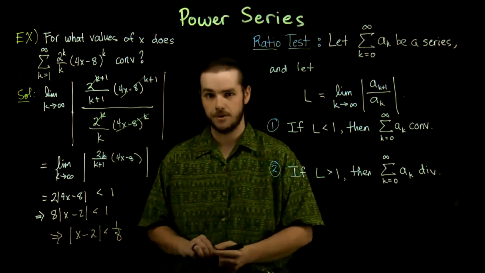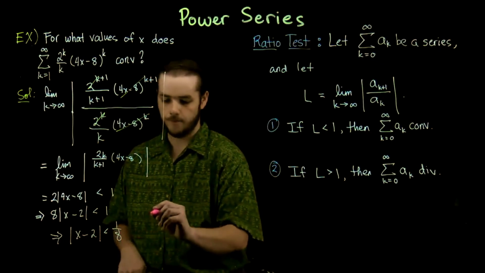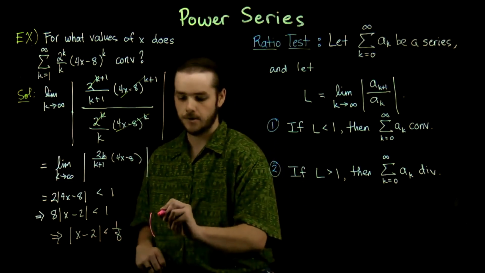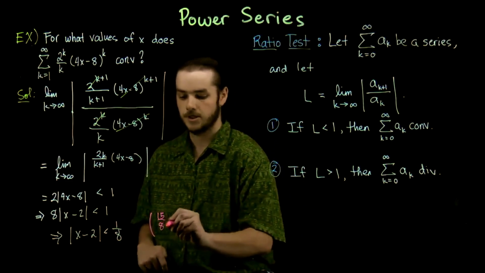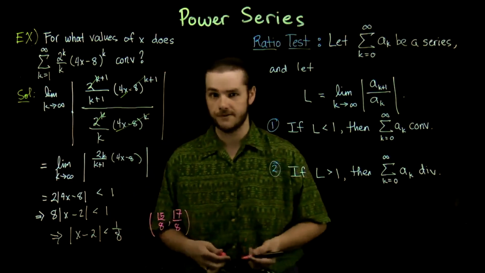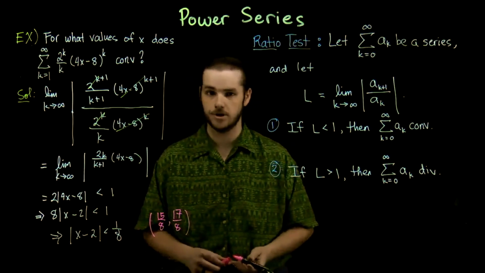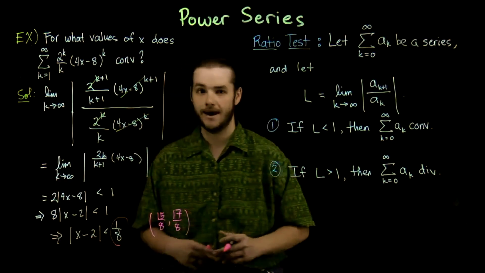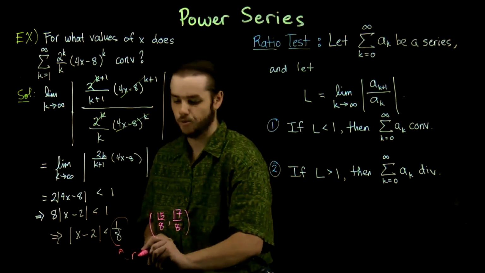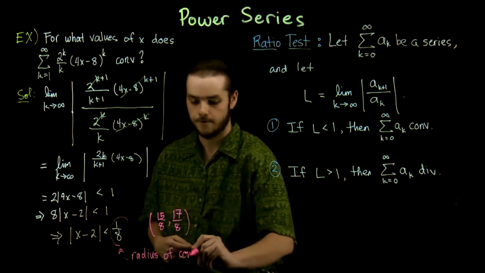Little bit of vocab that goes with this. We call this whole piece, this would be from 2 minus an eighth, which is 15/8, to 2 plus an eighth, which is 17/8. Those are the values of x for which it converges. And this whole guy is called, hence, my interval of convergence. By the way, since we went out 1/8 from our center point in each direction, we call this sometimes the radius of convergence for the power series.